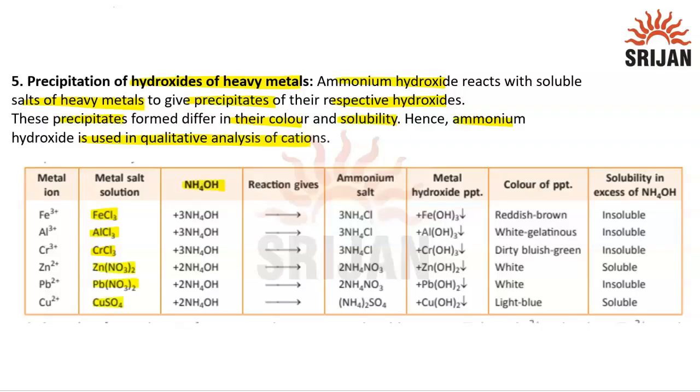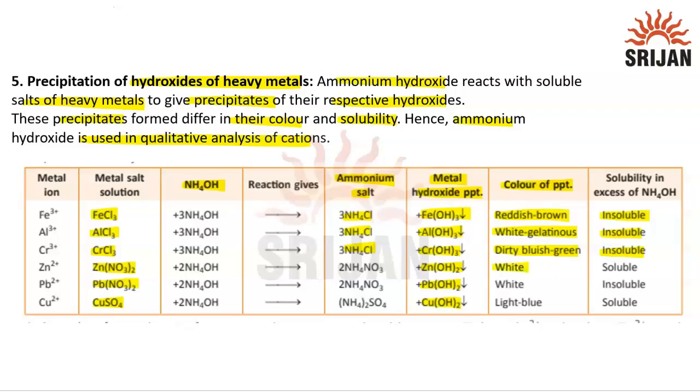They all react with ammonium hydroxide, and the reactions will give us the ammonium salts, which are ammonium chloride, ammonium nitrate, and ammonium sulfate. The metal hydroxide precipitates are ferric hydroxide, aluminum hydroxide, chromium hydroxide, zinc hydroxide, lead hydroxide, and copper hydroxide, whose colors of the precipitates are different. The first one is reddish brown, which is insoluble in excess of ammonia, then white gelatinous in case of aluminum hydroxide, which is again insoluble in excess of ammonia. Then dirty bluish green in case of chromium hydroxide, which is again insoluble in excess of ammonia.